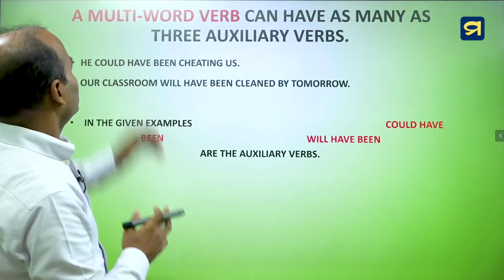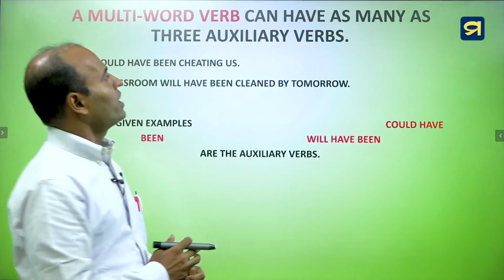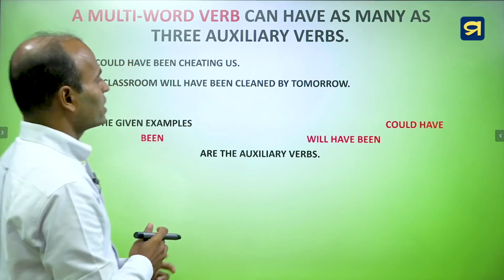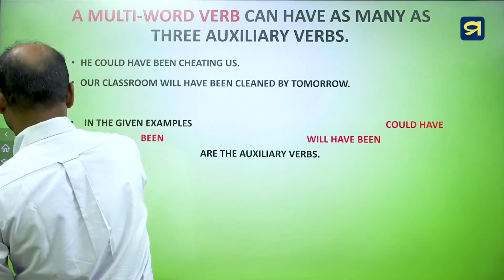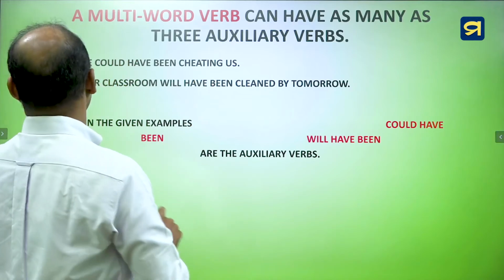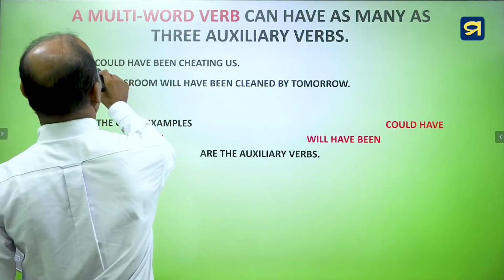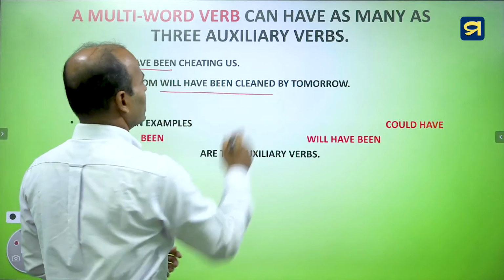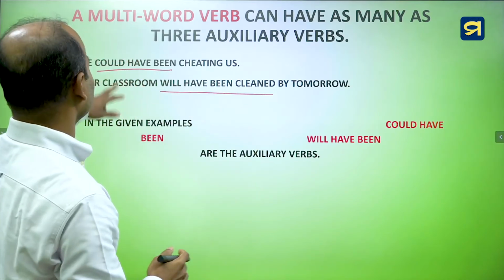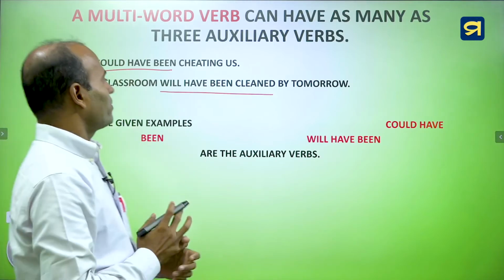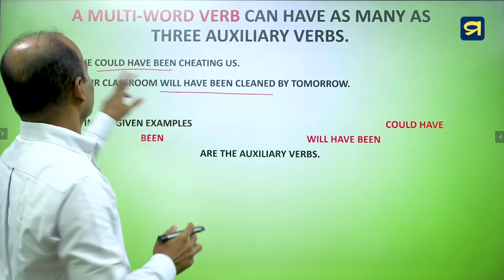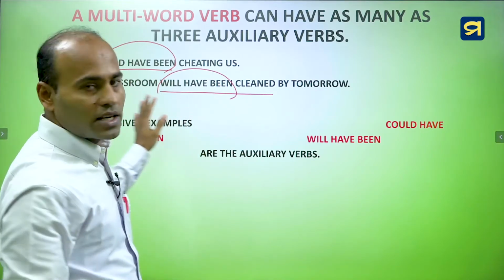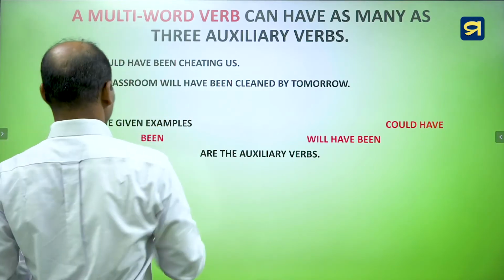You know it very well, and you know that a multi-word verb can have as many as three auxiliary verbs. You can see the examples given here. He could have been cheating us. Our classroom will have been cleaned. So in the examples, could have been and will have been are the auxiliaries used in these sentences.